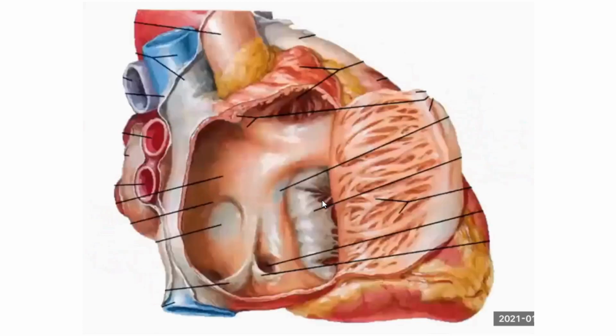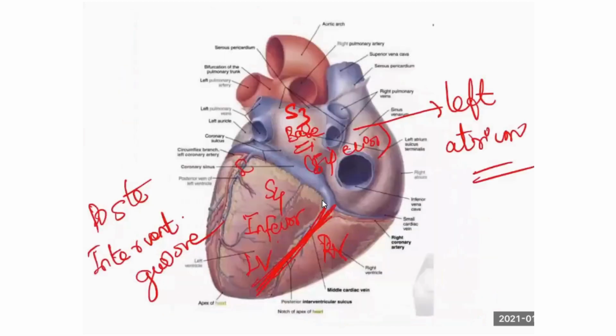Interior of right atrium. Two things you remember. This is fossa ovalis. This is limbus fossa ovalis. These are the remnants of the embryology. This is septum primum. This is septum secundum.